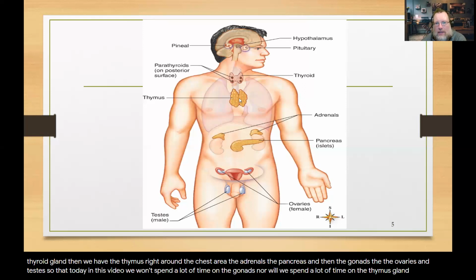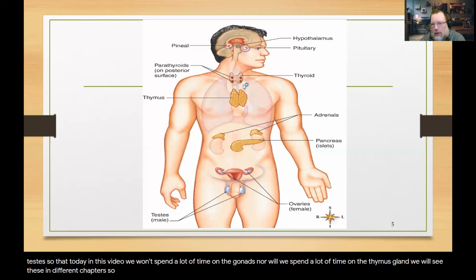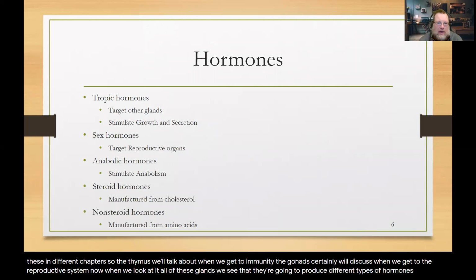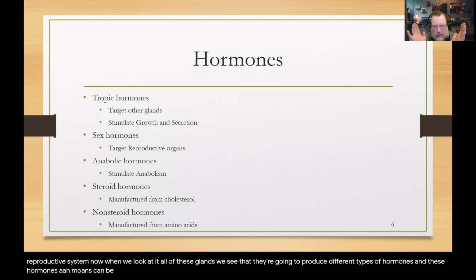We will see these in different chapters. So the thymus we'll talk about when we get to immunity. The gonads certainly we'll discuss when we get to the reproductive system. Now, when we look at all of these glands, we see that they're going to produce different types of hormones. And these hormones can be categorized in multiple different ways.